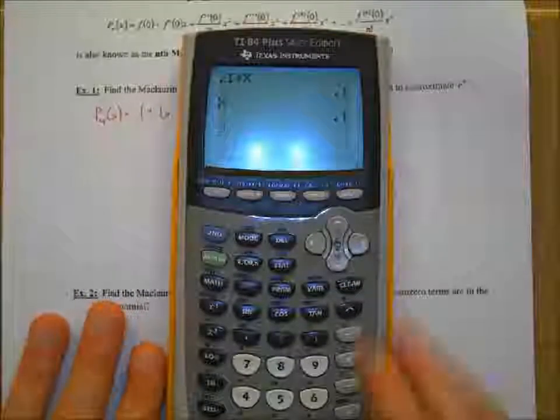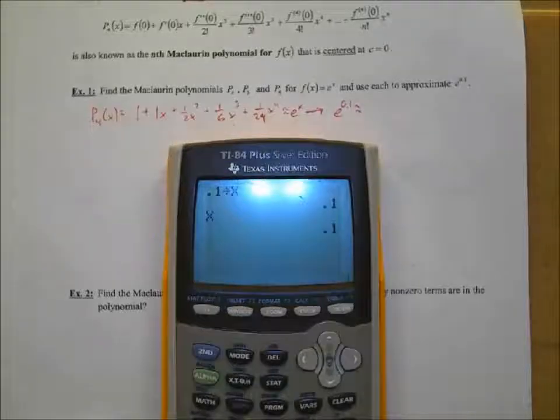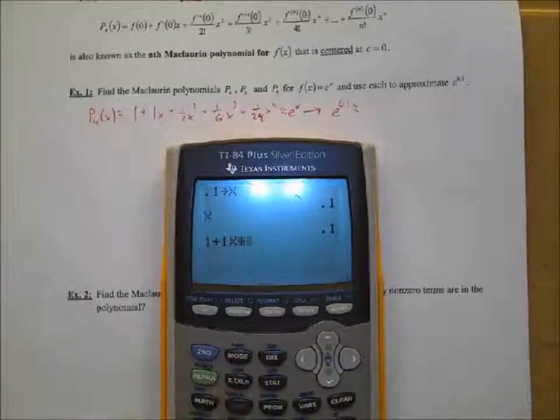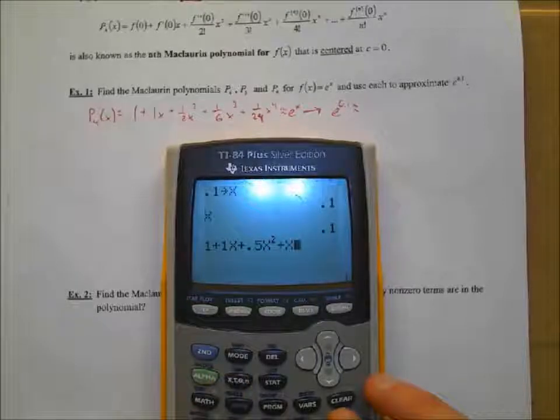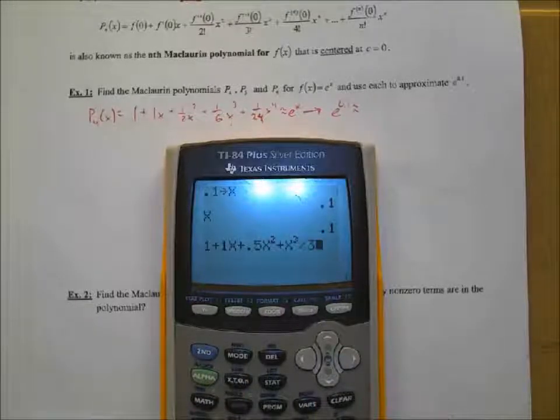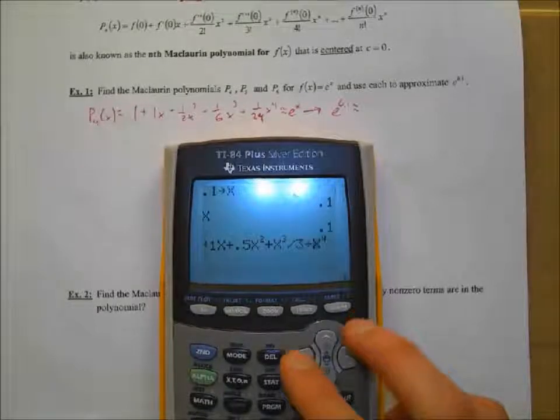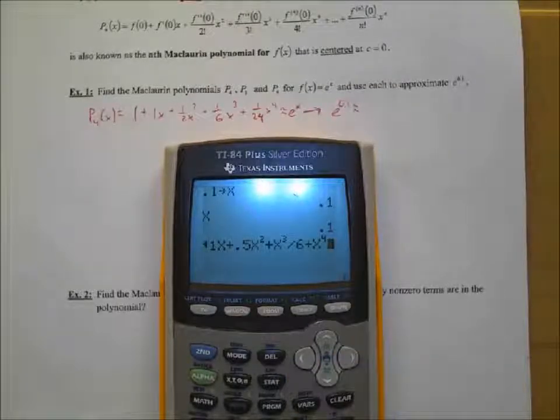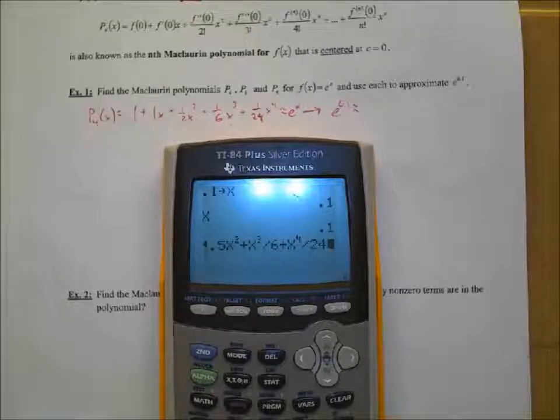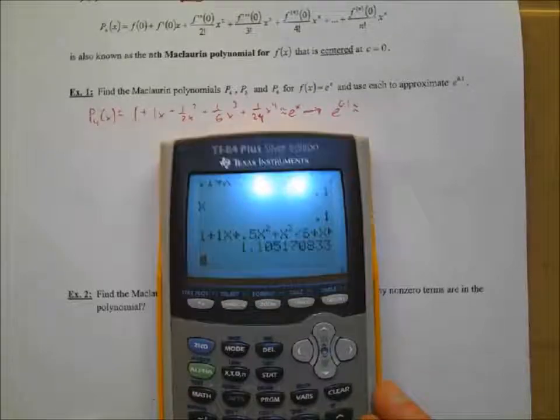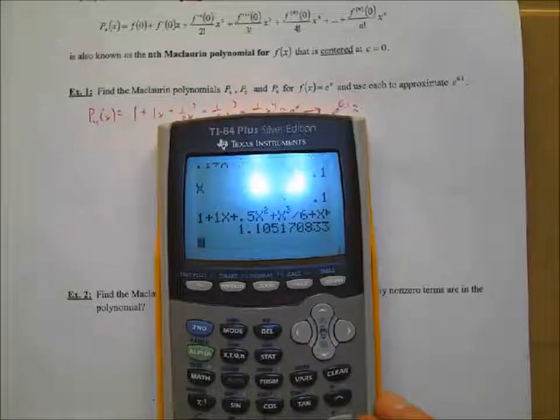Okay. So 1 plus 1x plus 0.5 x squared plus x to the third over 6 plus x to the fourth. I said 6 and I put 3. How funny. I know, Mr. Wood. All right, so anyway, there you go. 1.105170833.